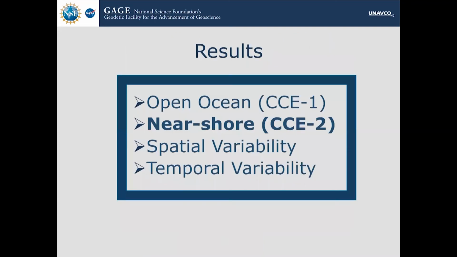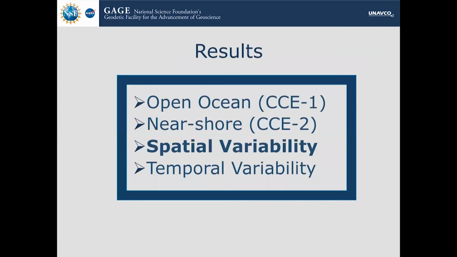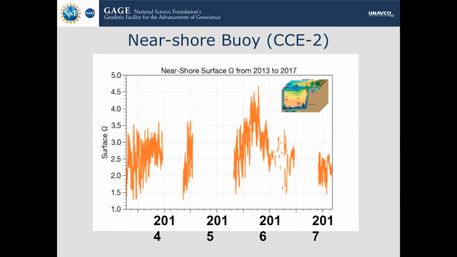Looking at the nearshore results, we had data over a longer period, but the data was discontinuous, again, due to issues with the pH sensor. However, we still created a time series. And here, we looked at the surface aragonite saturation state from 2014 to 2017. And here, we can still see a trend where it's kind of going in this wavy motion, just like in the open ocean buoy.